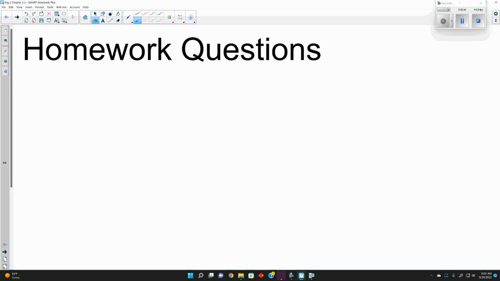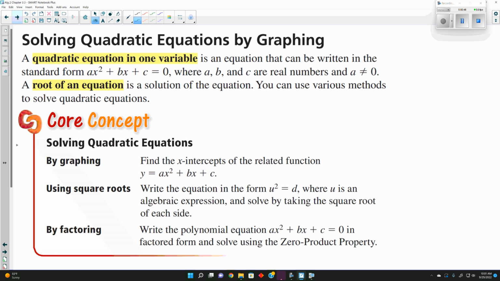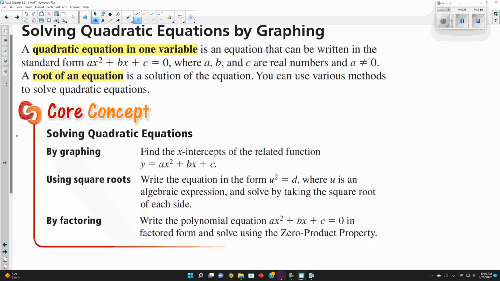Now, what we're looking at today is we're continuing with solving quadratics. We've done a little bit of solving in 3.1, where we did the factoring and setting it equal to 0, because that's one way to solve quadratic equations. We can solve it by factoring: write the polynomial equation in factored form and then solve by the zero product property, and we've done that.